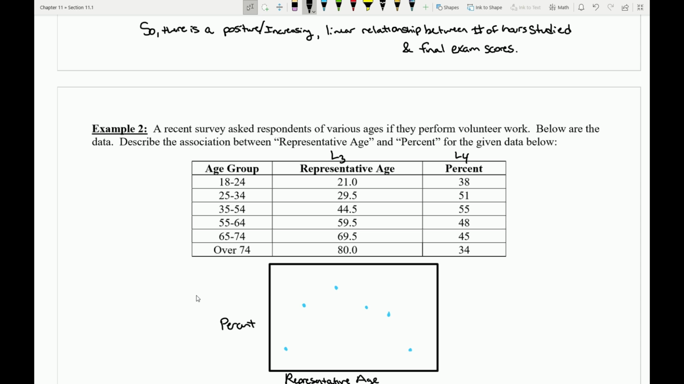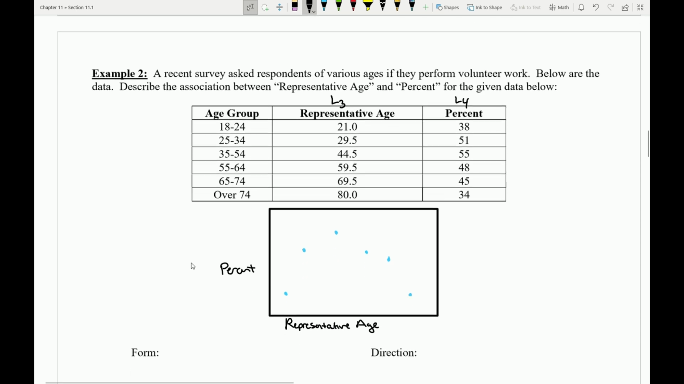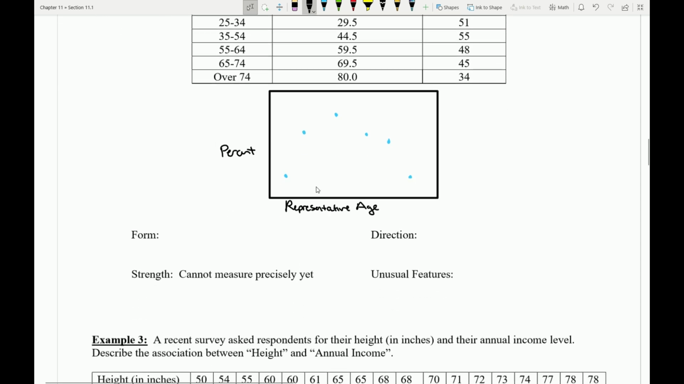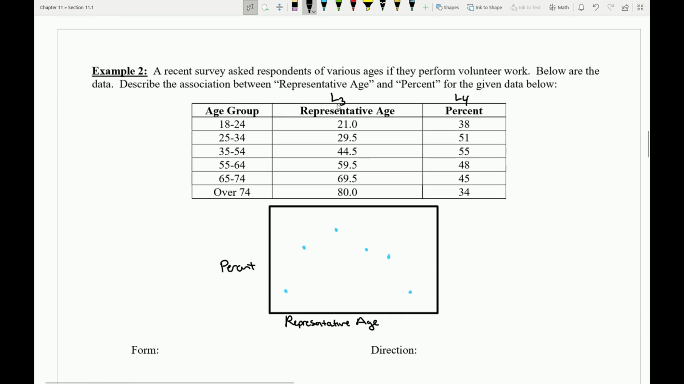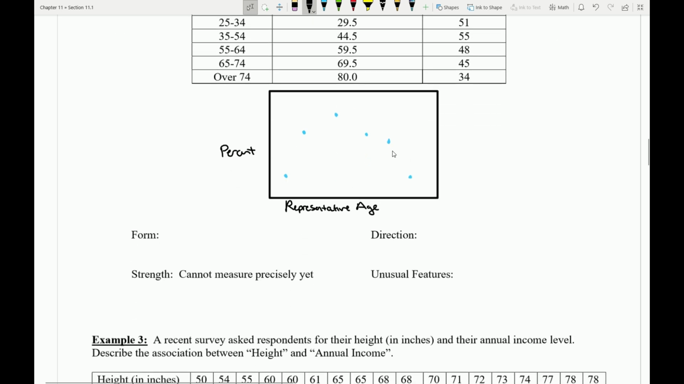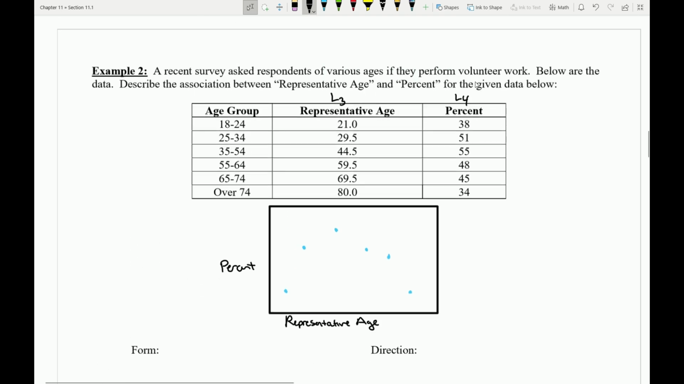Okay, so if you've worked through all of the problems, what you'll see here is that we should get our first picture looking something like this. This first question was dealing with representative age groups and the percent of people in them that perform volunteer work.